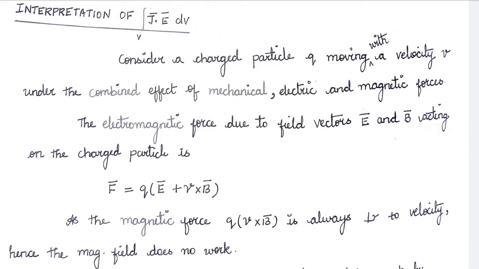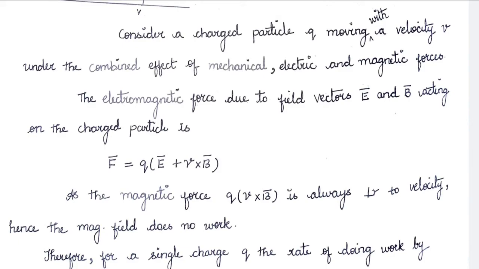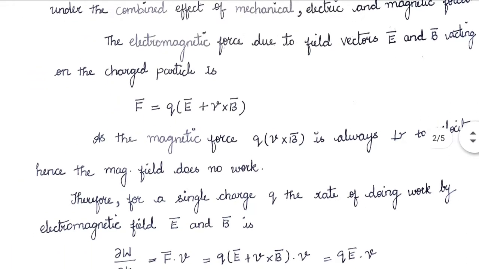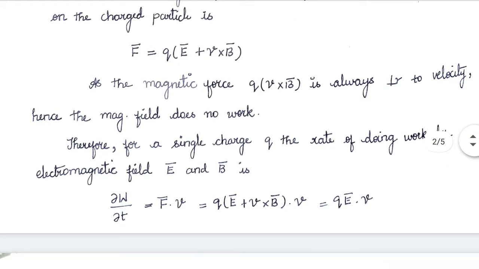When a charged particle moves in an electromagnetic field, it experiences a force due to both field vectors E and B. We know the force due to the electric field is F equal to Q times E, and the Lorentz force acting on the charged particle in a magnetic field is given by Q times V cross B. So combined, F is equal to Q times E plus V cross B vector. We all know this magnetic force always acts perpendicular to the velocity, hence we can say the magnetic field does not do any work.